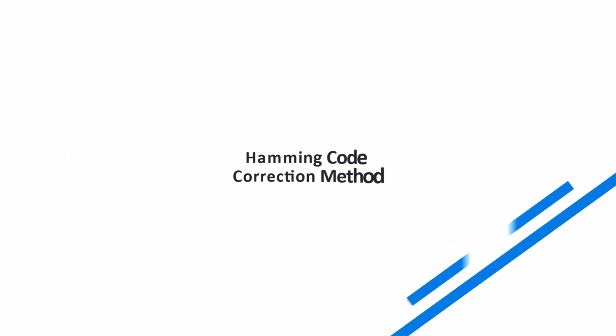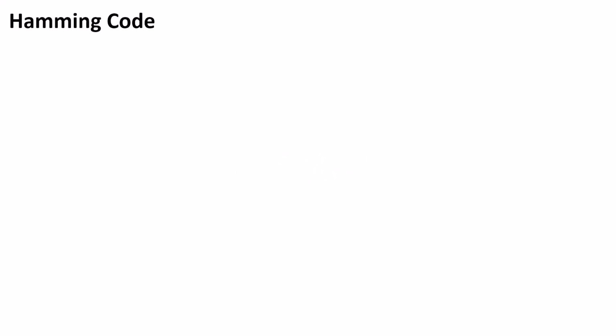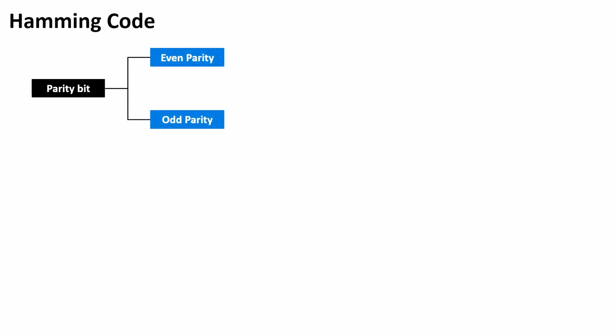Let's explore one more error correction method, the Hamming code method. A parity bit is an extra bit added to data to help detect errors during transmission. There are two types: even parity, where the total number of ones is even, and odd parity, where the total number of ones is odd.